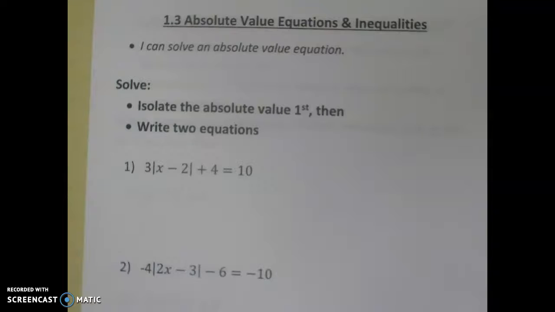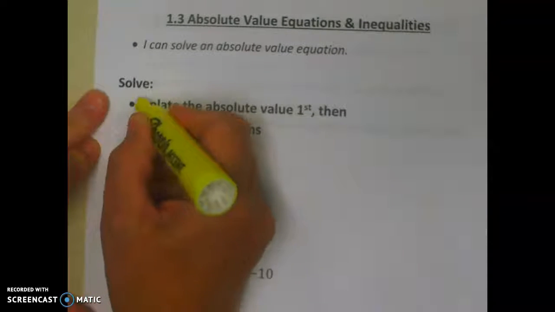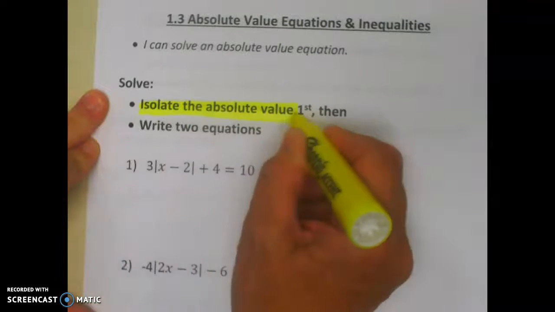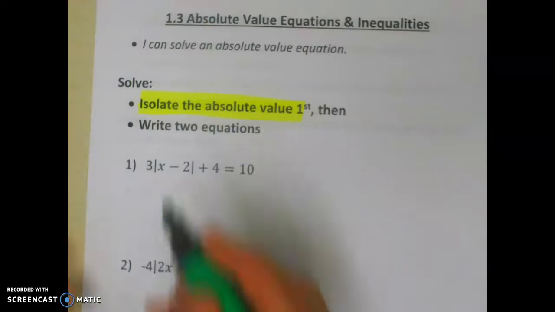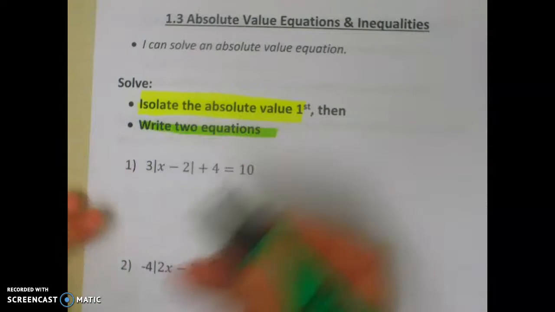All right, we're starting with 1.3. This is the first part of 1.3, and it's solving absolute value equations. One of the things that we really need to focus on is that you've got to isolate the absolute value first. Then after you isolate the absolute value, you're going to write two equations.